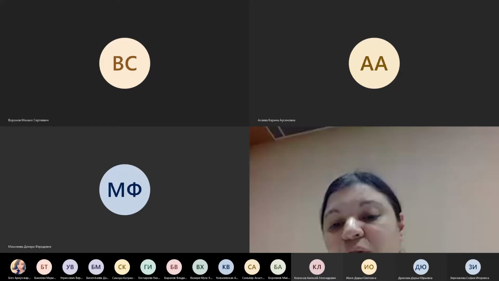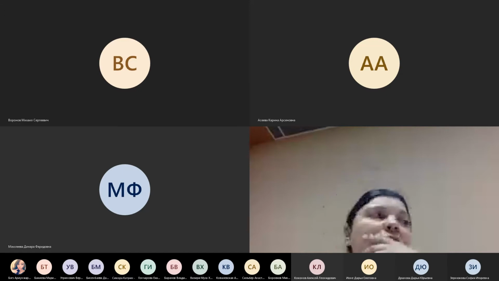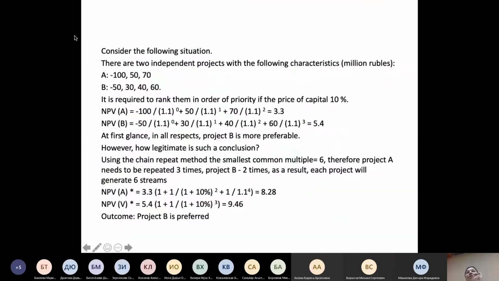Sometimes we have to compare our projects, and one project generates 2 cash flows and the second project generates 11 cash flows. In this case, certainly this method can't be realized, because in practice we would have to repeat our project 11 times, and it's not necessary, so we can't use this technique in this case.